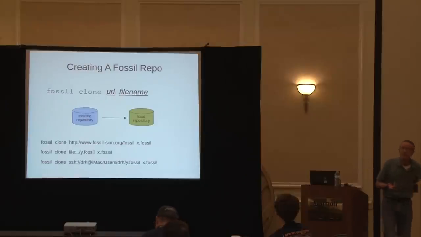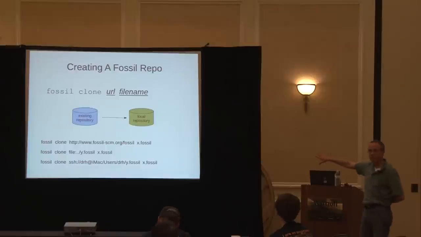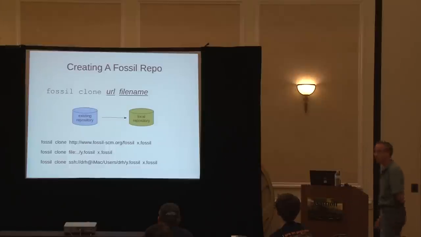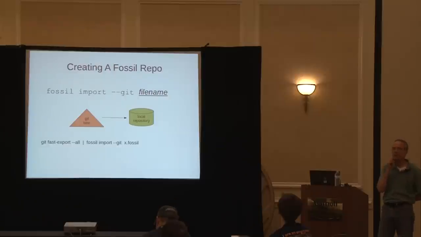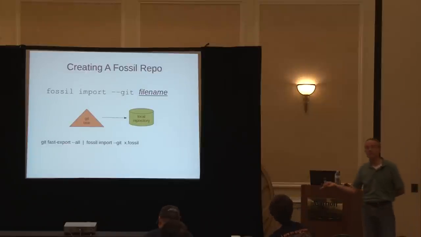Or you can clone an existing repository and make a copy of it. We use a URL syntax to specify the other repository to clone. You can use HTTP or HTTPS, it supports them both, or file, or it'll also work with SSH. If you have an existing Git repository, you can use the git fast-export facility and pipe that into fossil import, and it'll take your Git repository and turn it into a Fossil repository. It also goes the other way. If you try Fossil out and later decide you don't like it and want to go back to Git, you can re-export and import back into Git.